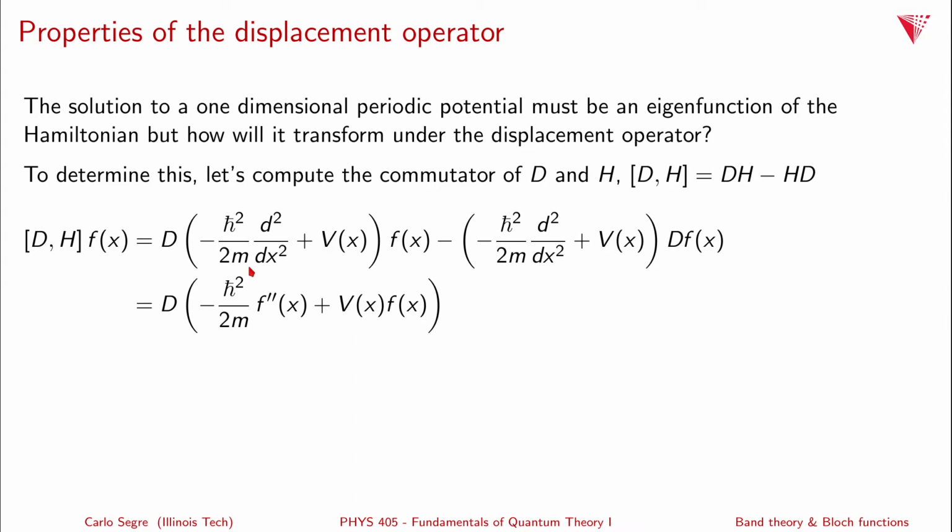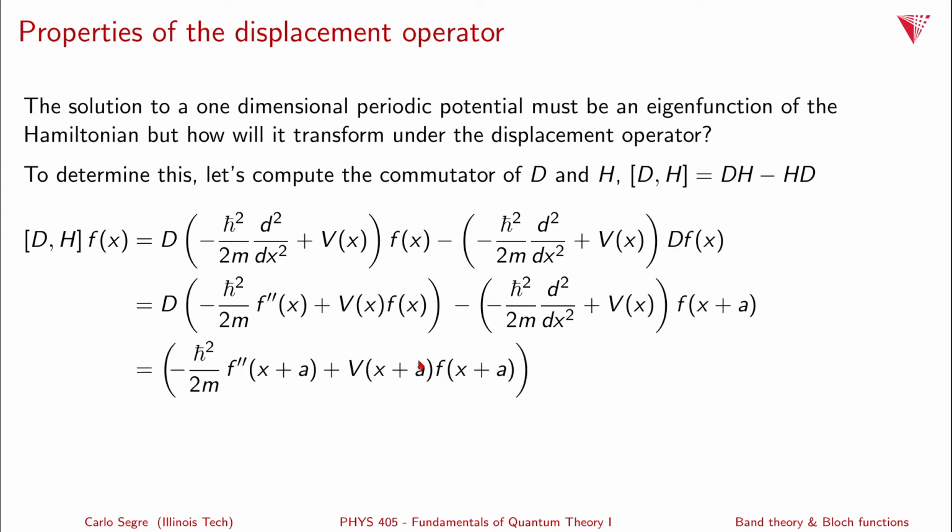So when we apply the Hamiltonian, we get minus h bar squared over 2m f double prime of x plus V of x times f of x. That's this first term, and you have D in the front, so D is going to be applied to the whole thing. And then you have minus the Hamiltonian and then f of x plus a, because we've applied D to f of x.